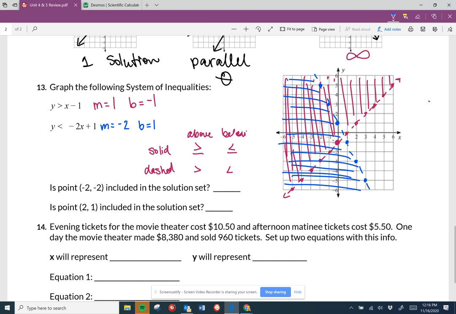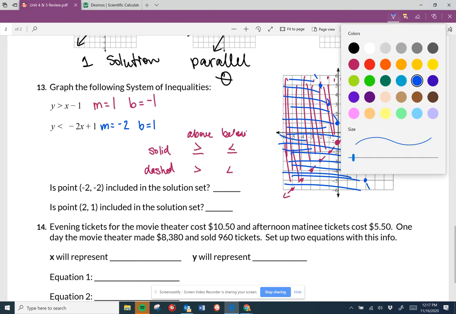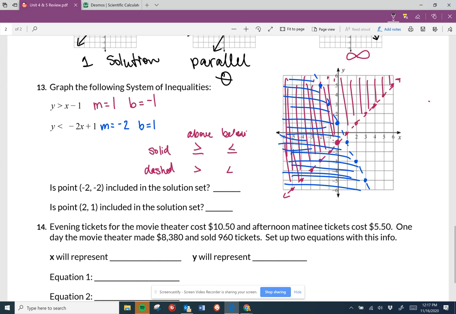Okay, so as you can see, this whole area on the side, that is my double solution set. So that's where my solution is going to come from. So let's check a few points for us. -2, -2. Okay, is that in the solution set? And the answer is yes, because that is in my double shaded area. Okay, and then I have another one that is 2, 1.